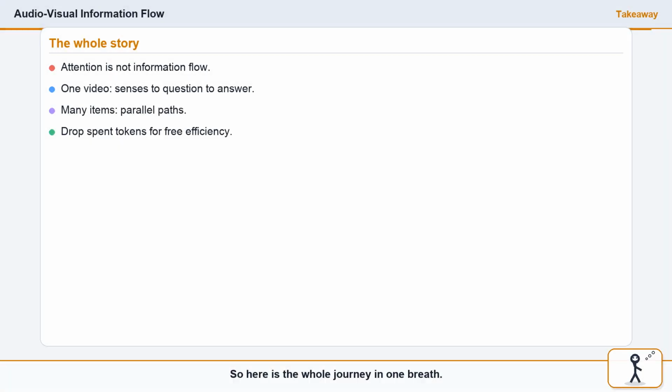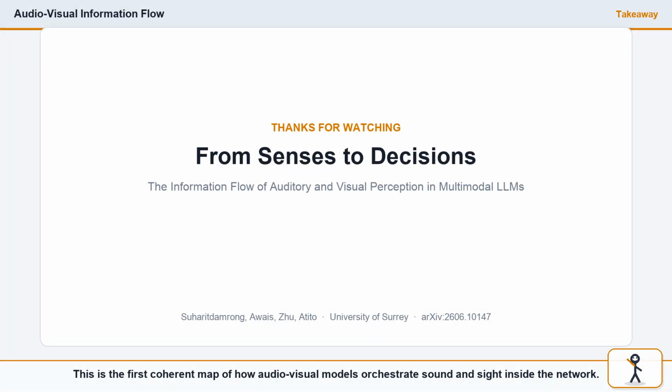So here is the whole journey in one breath. Attention can lie, so the authors used knockouts to trace the truth. Inside one video, the senses funnel through the question into the answer. Inside many items, the flow splits into parallel streams. And once a token has handed off its meaning, you can simply drop it for free speed. This is the first coherent map of how audio-visual models orchestrate sound and sight inside the network. And it turns understanding into a practical tool for building faster, clearer models.